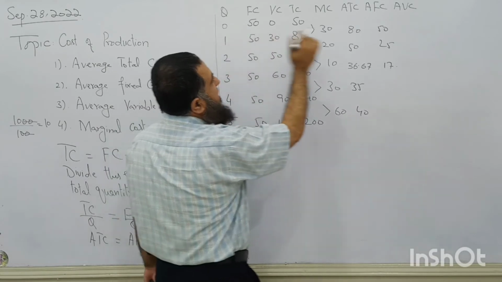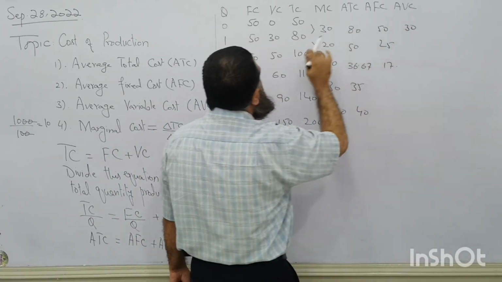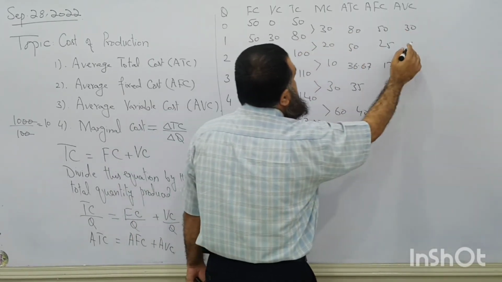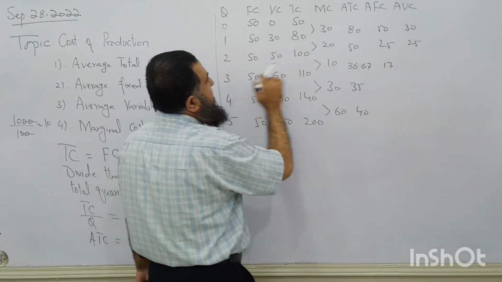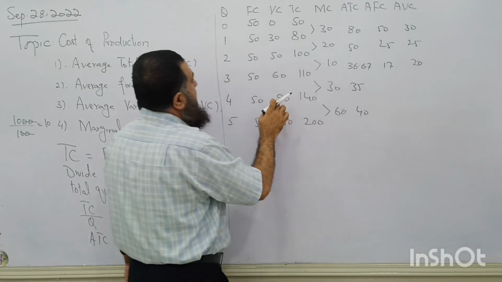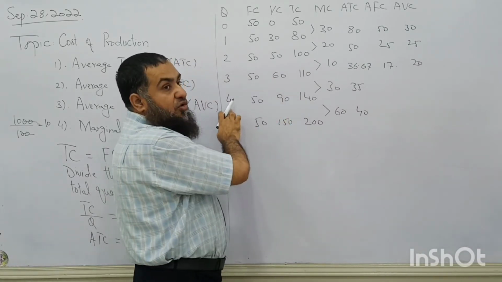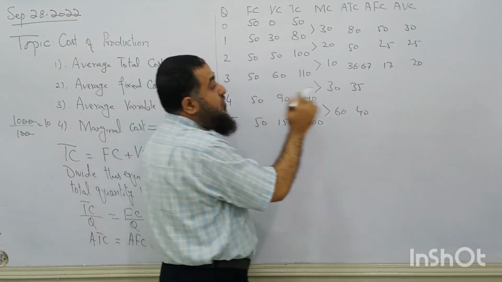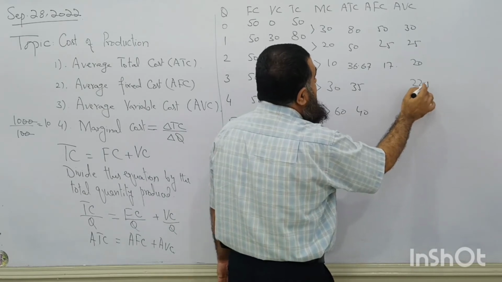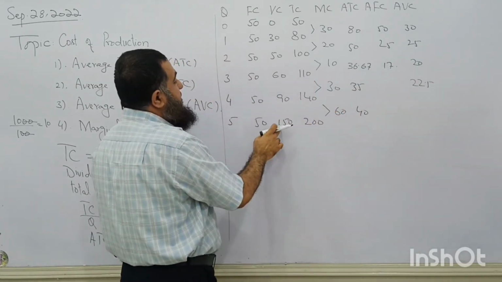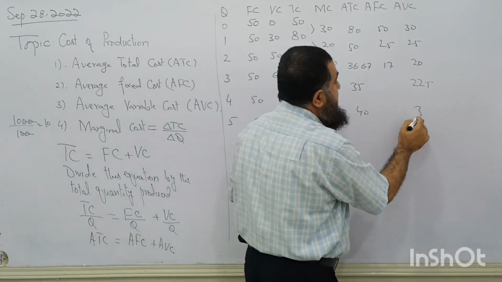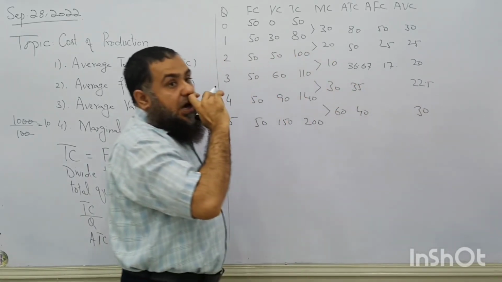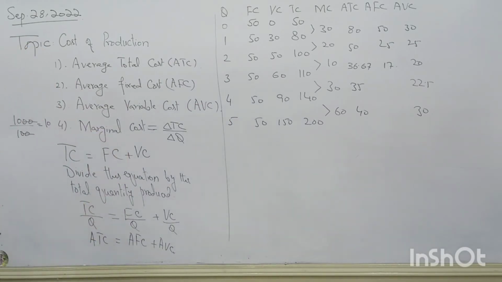Divide variable cost 30 by 1, 30, 50 by 2, 25, and then 60 by 3, 20, and 90 by 4. How much is it? 22.5, and then 150 by 5, 30. Is this right? Now I am going to draw a diagram of these for you.